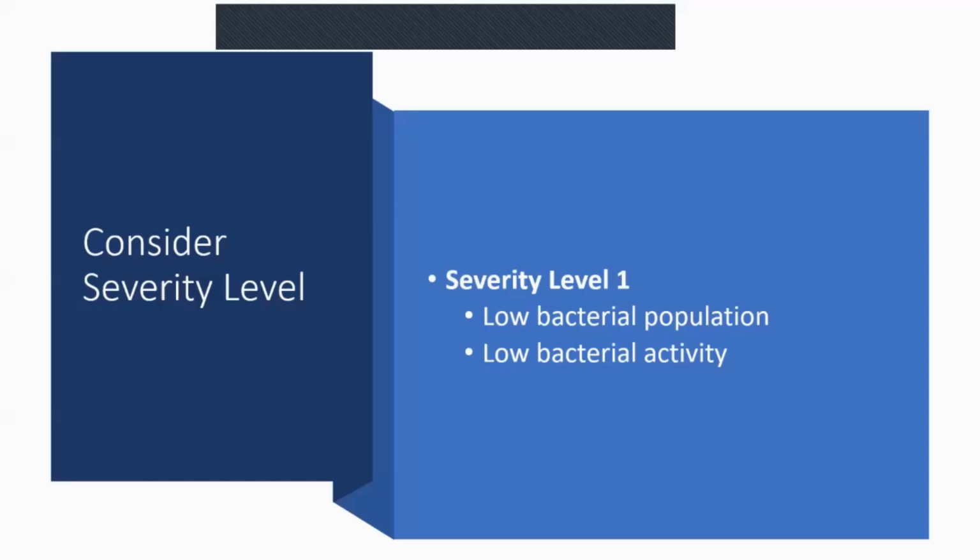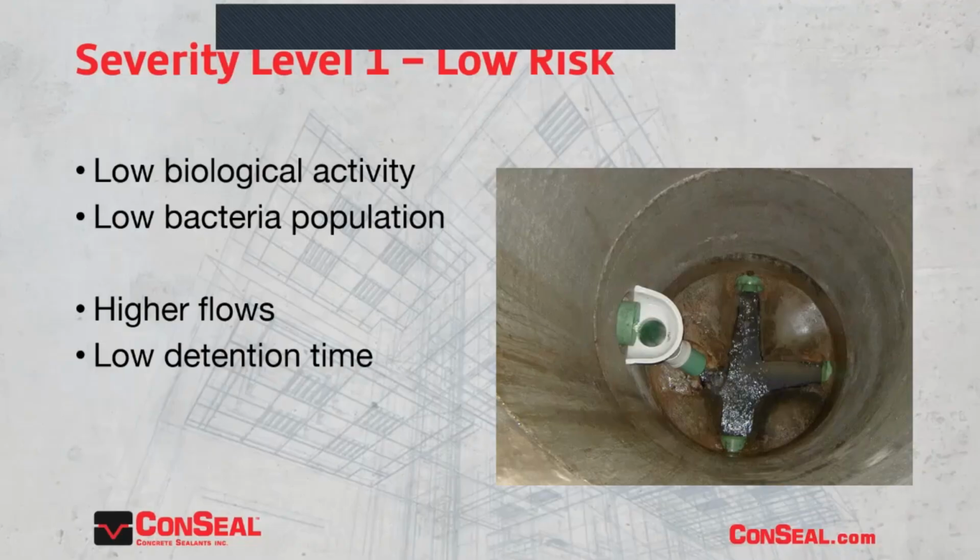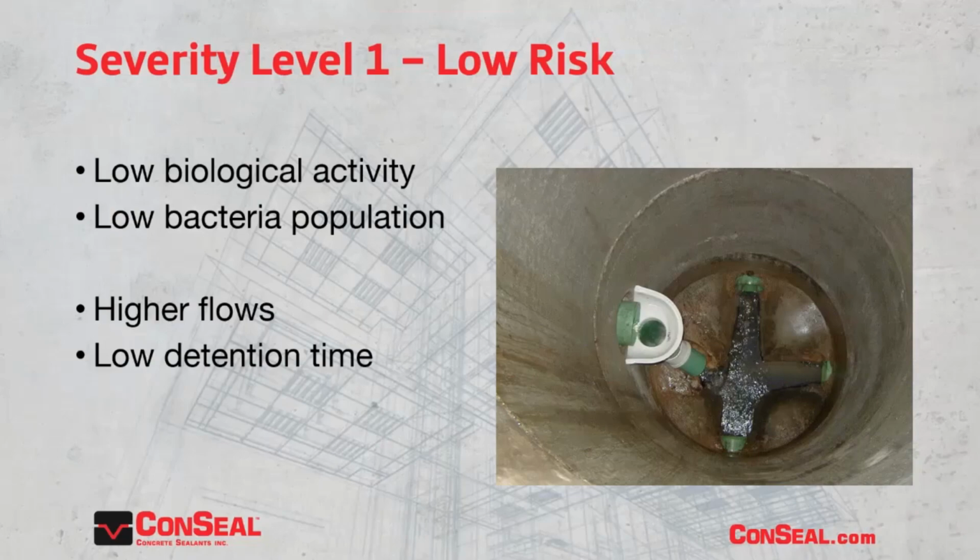So we need to consider the severity levels. Severity level 1 might be low bacterial population, low bacterial activity. We might consider this high flows and low detention times, so you don't have a lot of stagnant water, but you still have some risk. So this would be severity level 1 type of conditions.